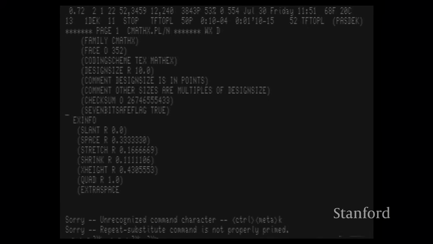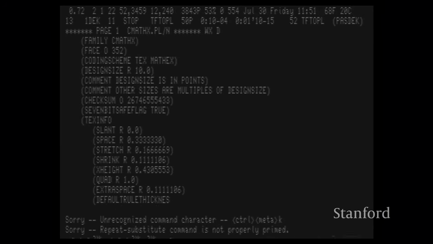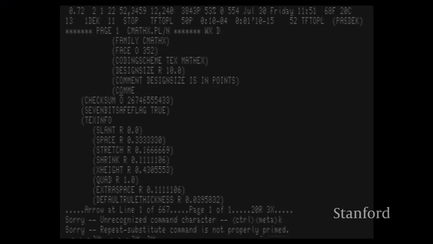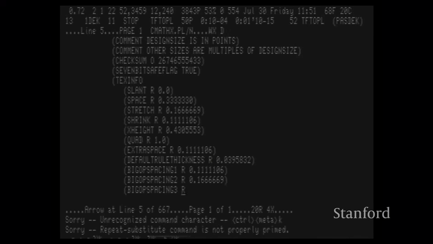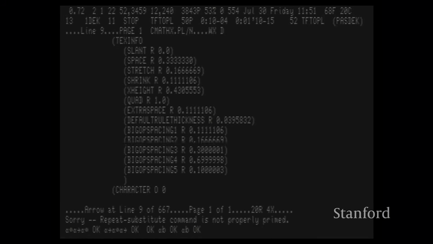Okay. Now, in the case of a math extension font, there are a few more parameters. After extra space, you'll see that there's default rule thickness. This is the thing that will be used in fraction bars. And then there's things called big op spacing, 1 to 5. And this controls how much space goes above and below big sigma signs and things like that. Won't go into the details, but they're explained in the documentation.